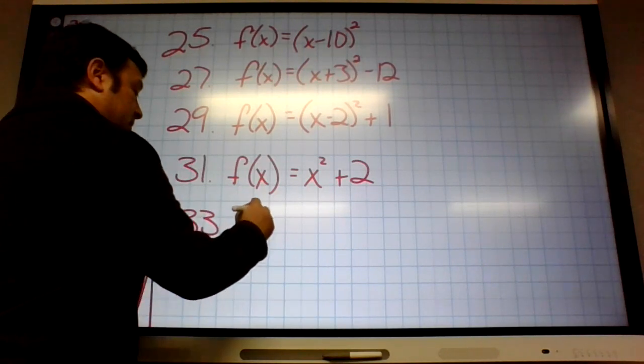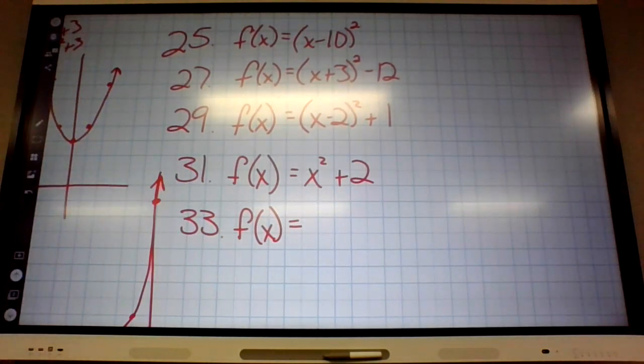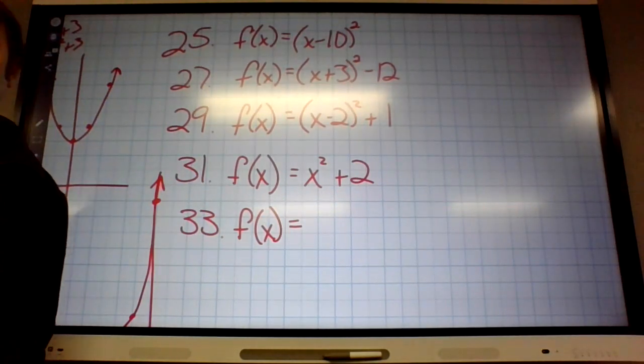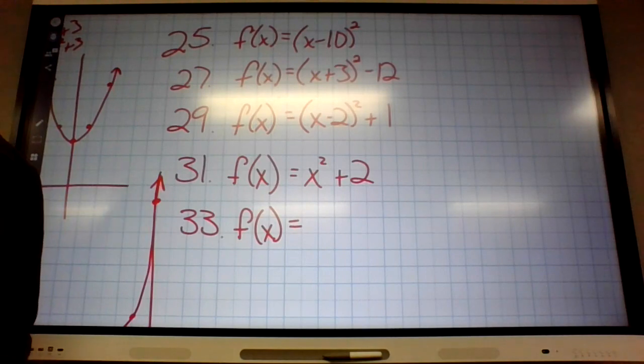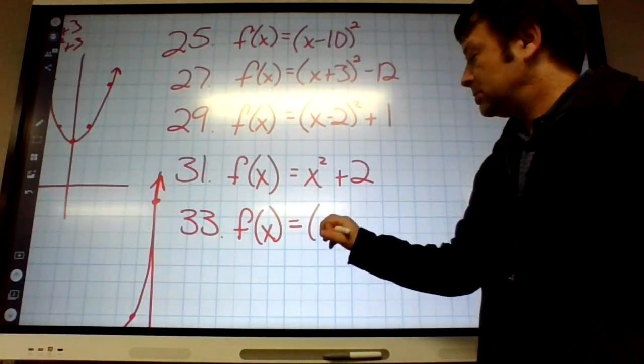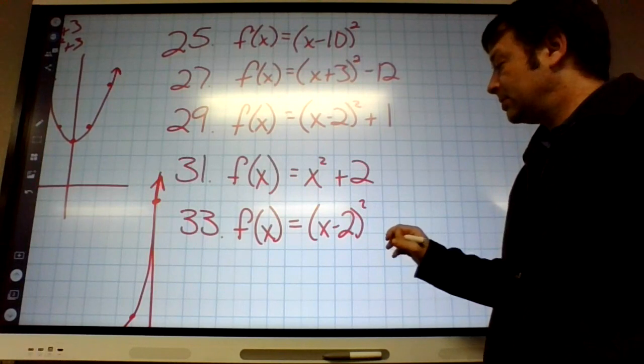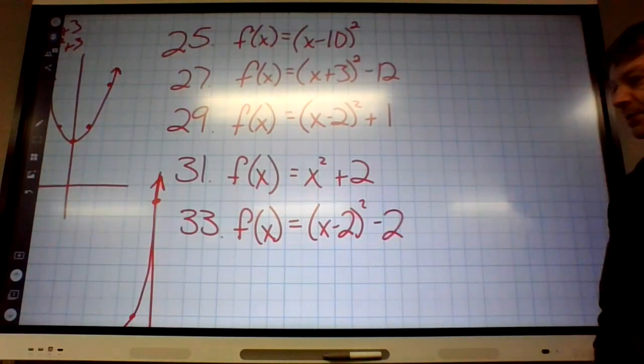Okay, and 33. 33, where is that vertex? Right 2, down 2. So, how do I make the graph move right 2? X minus 2 squared. How do I make it move down 2? Minus 2 out there.